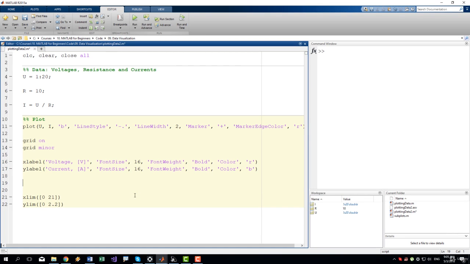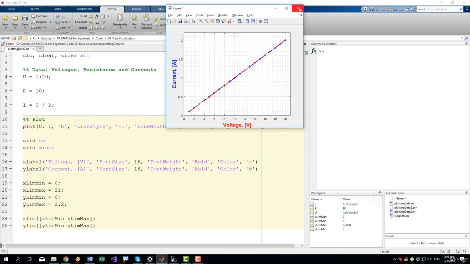Alright, what else can you do with the limits? Instead of hard coding these values, you can extract them. So you can say xlim min equals 0, this is the one that we used, xlim max equals 21. We can do the same thing for the y limit, so ylim min equals 0 and ylim max equals 2.2. Now, instead of using magical numbers here, we can use these variables. So here we can say xlim min, xlim max, ylim max, and ylim min. If we run it, we get the exact same result.